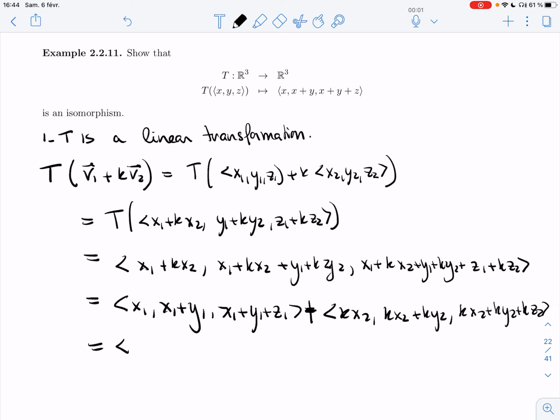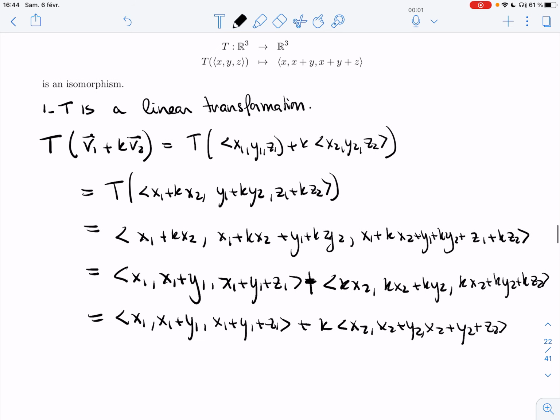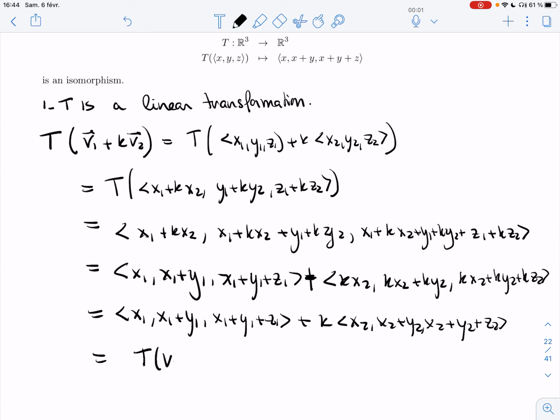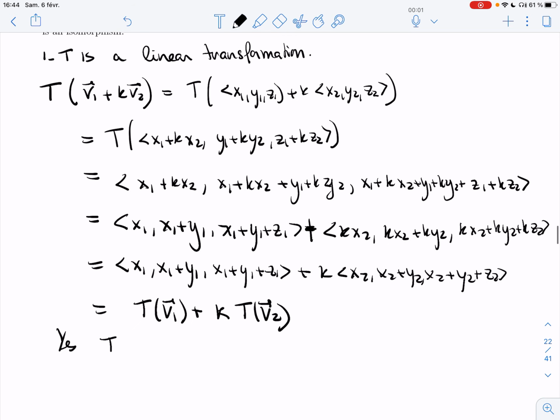And then I can factor k out right here. And I have T of v1 plus k T of v2. All right, so yes, T is a linear transformation.